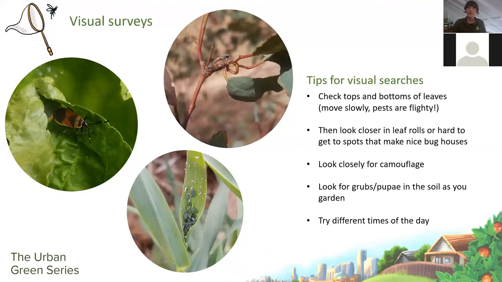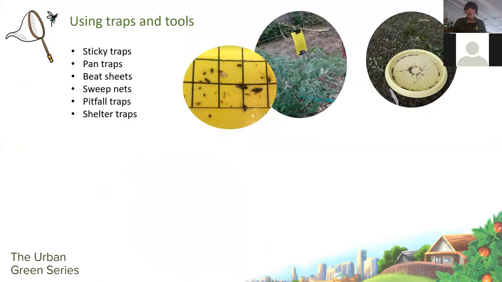And you'll get different results if you try having a survey of your garden at different times of the day, and of course, different seasons. Now you're not gonna see all your invertebrate life that way. A lot of things are just too sneaky really to be observed just by looking around. And so for that, there's a lot of different traps and tools you can use, and they all work on different invertebrates based off of what their behavior is like.